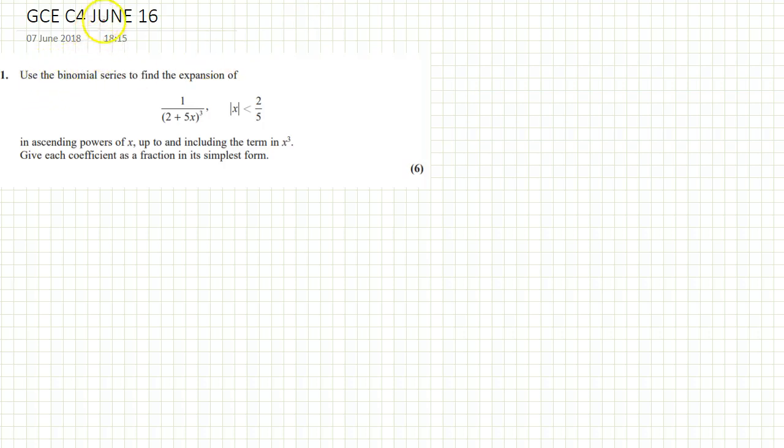This is GCE C4, good for revision for C34 also. Use the binomial series to find the expansion of 1 over 2 plus 5x cubed. This we can write as (2 plus 5x) to the power minus 3.